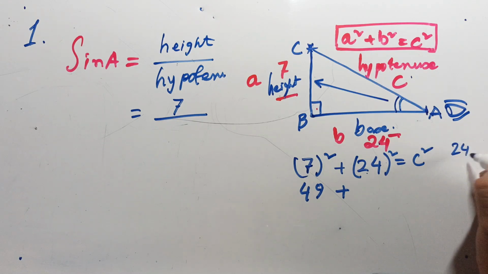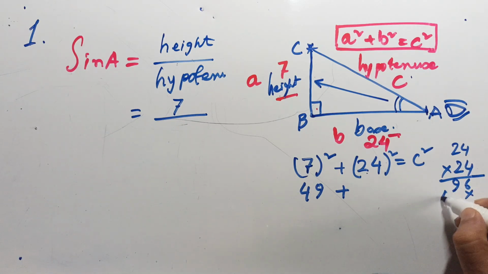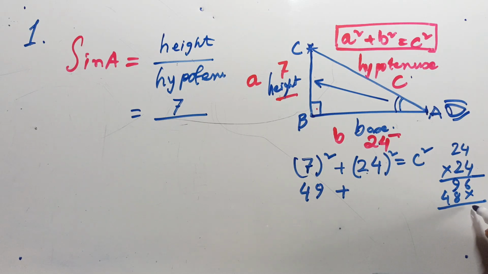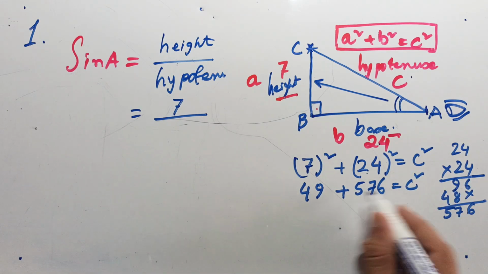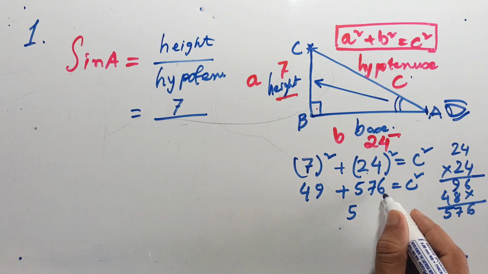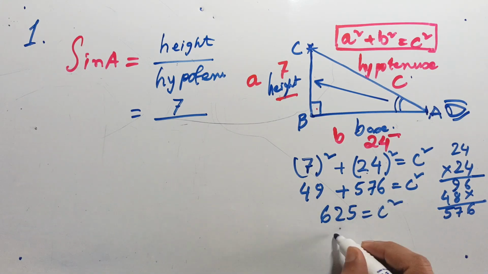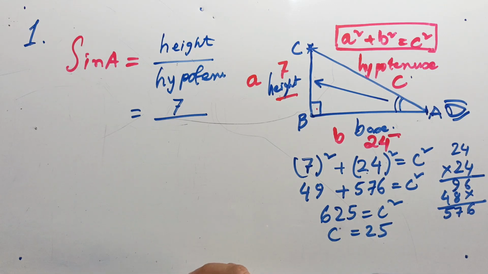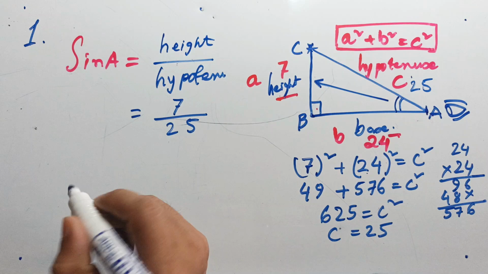So quickly let us calculate here. 24 into 24. So this is 96 and 48, so 576. So this is 576 equal to C square. Now if we add this, we get 625, so the square root means this is coming as 25. So that means this hypotenuse became 25. Now for sine A, it is 7 by 25.